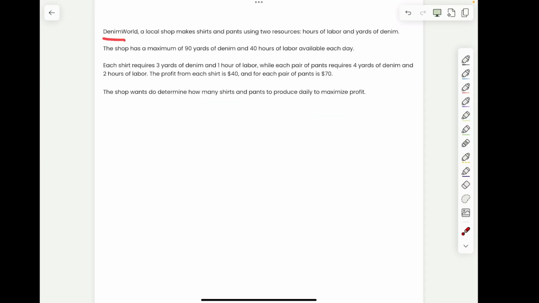Denim World, a local shop, makes shirts and pants using two resources: hours of labor, so the hours that the employees work, and yards of denim. The shop has a maximum of 90 yards of denim and 40 hours of labor available each day. Each shirt requires 3 yards of denim and 1 hour of labor, while each pair of pants requires 4 yards of denim and 2 hours of labor. The profit from each shirt, so how much you make when you sell a shirt, is $40, and how much you make when you sell a pant is $70. The shop wants to know how many shirts and pants they need to make every day to maximize profit.